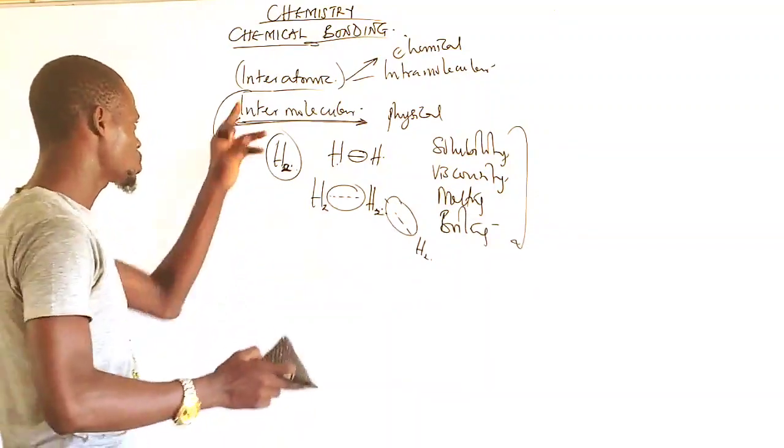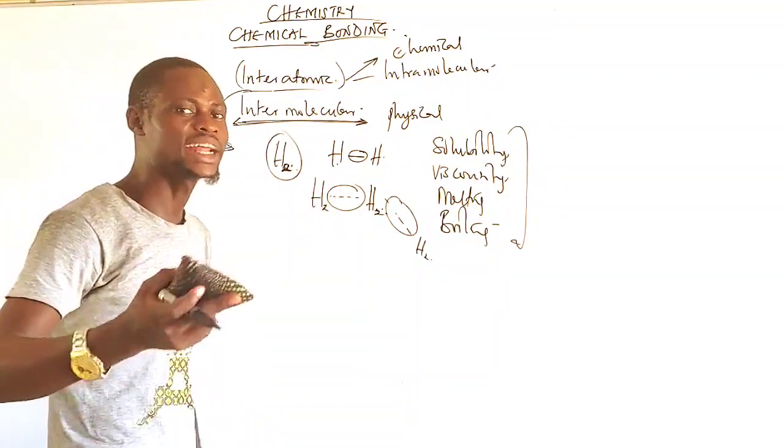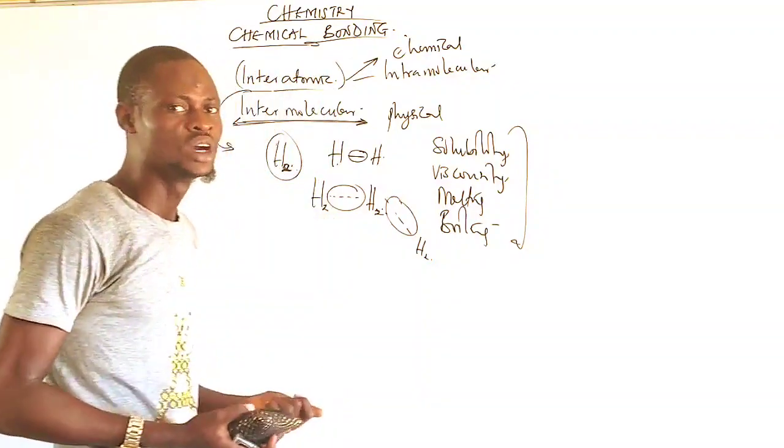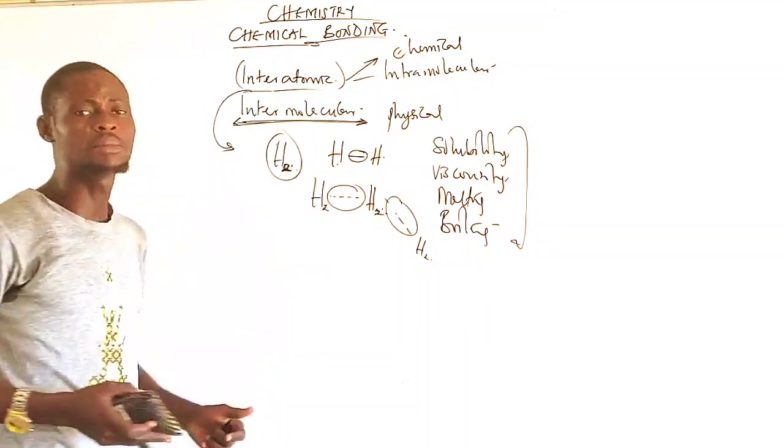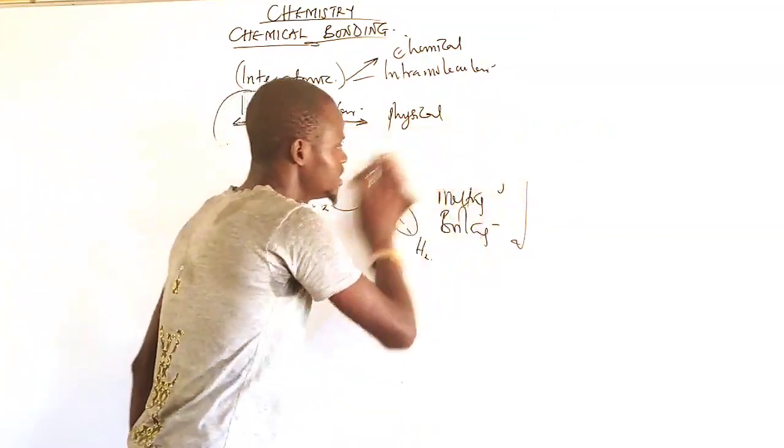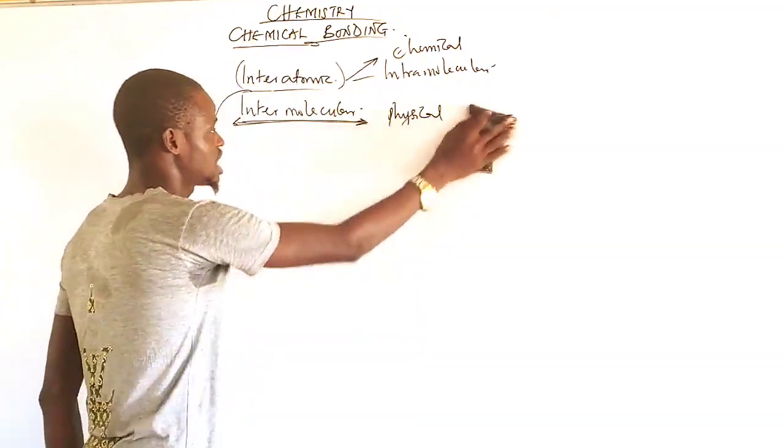Now let's jump into interatomic bonding. What are the types of interatomic bonding that we have, and what do you need to know about this type of bonding? Then I move to intermolecular bonding as well, and what you need to know to pass your JAM about that.